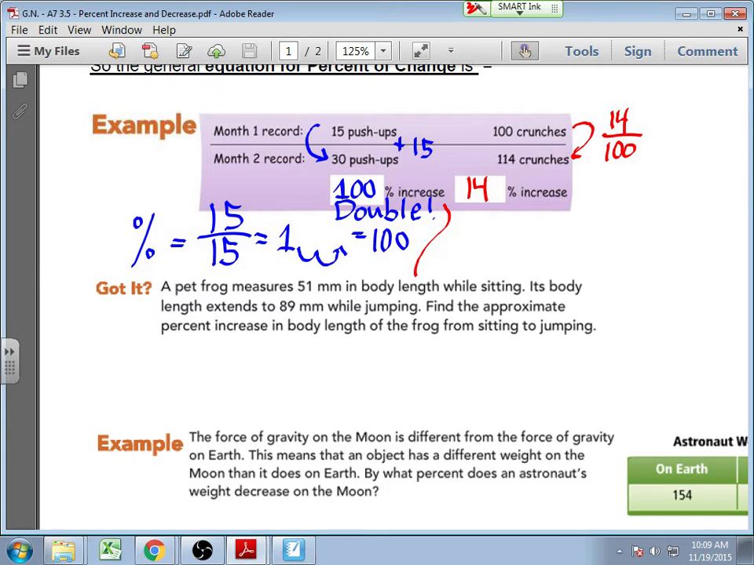I mean, he did 114 crunches. Not the best. Nah, 14% increase is pretty good if that was only from 1 month to the next. That's a good amount of change.